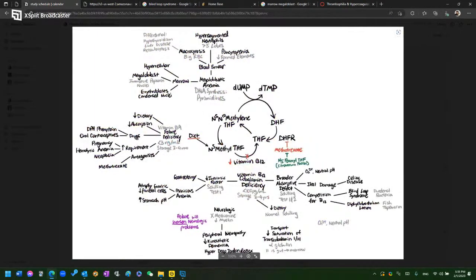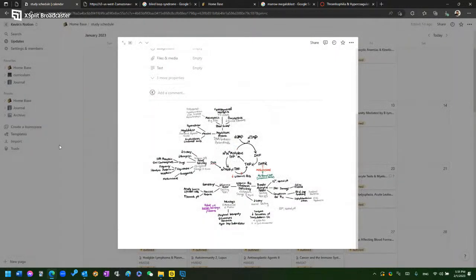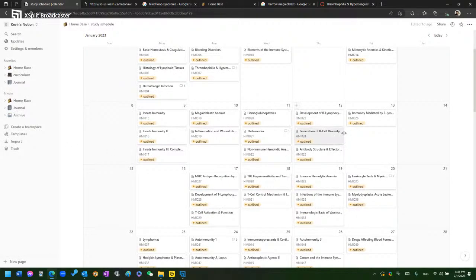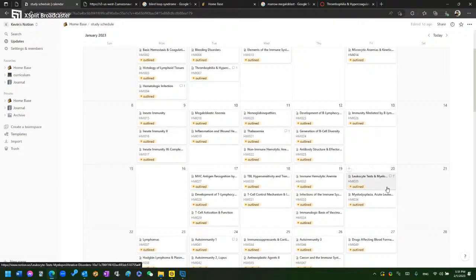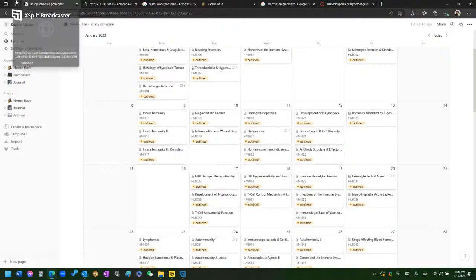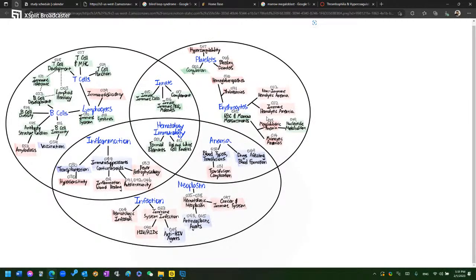So that's megaloblastic anemia, essentially. Big cells: DNA problem caused big cells. Hemoglobin problem, small cells. So with that, we're done with this section.